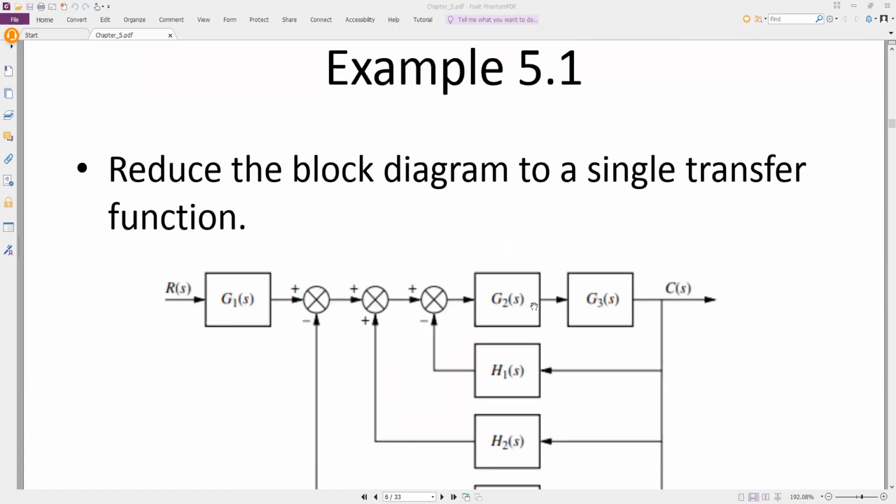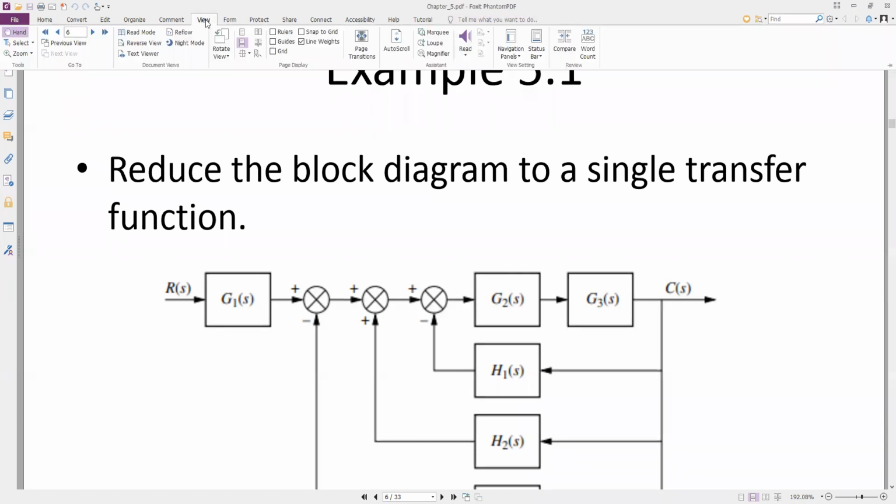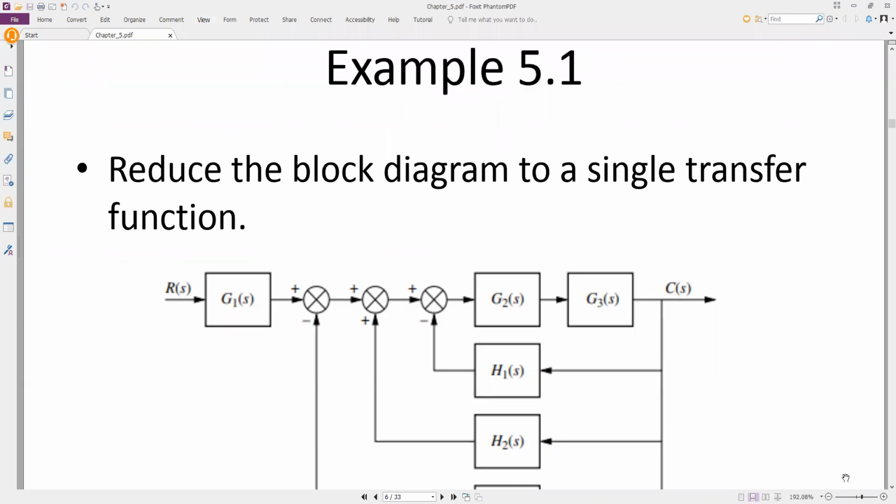Now we'll look at the figure, example. Let me make it full screen. How to show in the full screen? I don't know. What is the shortcut here?